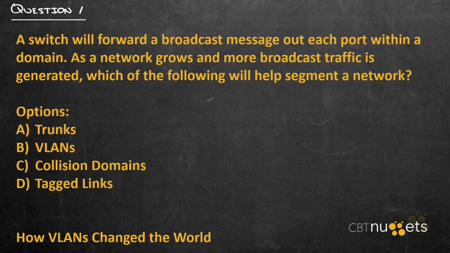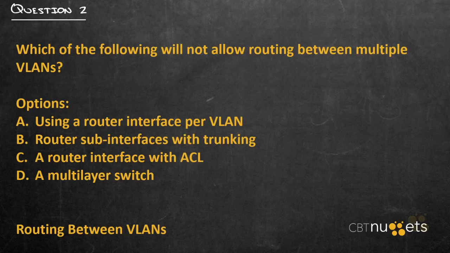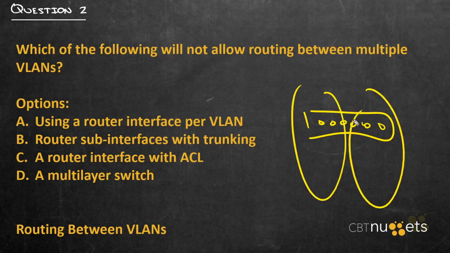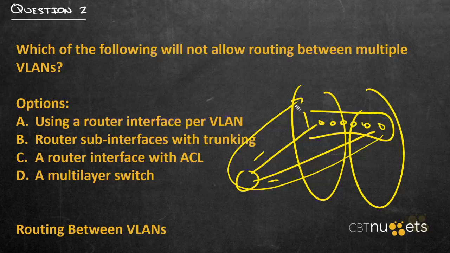Question number 2. Which of the following will not allow routing between multiple VLANs? Well, let's look at this. First off, using a router interface per VLAN, that'd be saying, okay, I've got a switch, maybe VLAN 1 is over here and VLAN 2 is over here, and I have a router with a port connected to each one. That could actually do routing between multiple VLANs. You just assign the subnet to each individual interface, set the clients to use that as their default gateway, and that would happen. So that's not right.